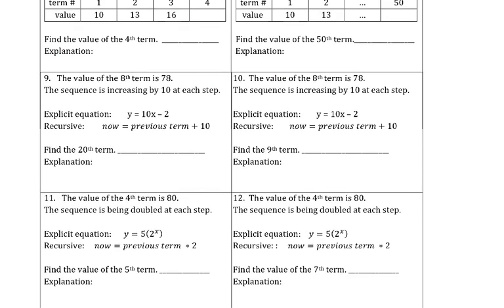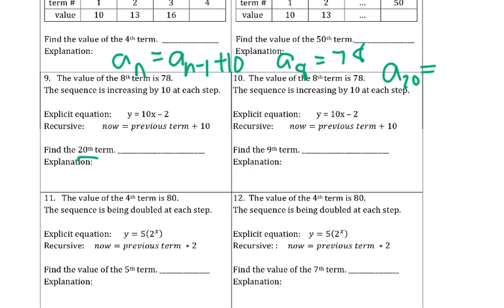Okay, so 9 and 10 says the value of the 8th term is 78, and the sequence is increasing by 10 at each step. Okay, so we've got y equals 10x minus 2, and our recursive we could rewrite as a sub n equals a sub n minus 1 plus 10. Okay, and a sub 8 equals 78. So if we went a sub 20, or find the 20th term, it would be a sub 19 plus 10. We don't know what a sub 19 is. Okay, we don't know that 19th term. So I don't think the recursive is very good. Let's try the explicit.